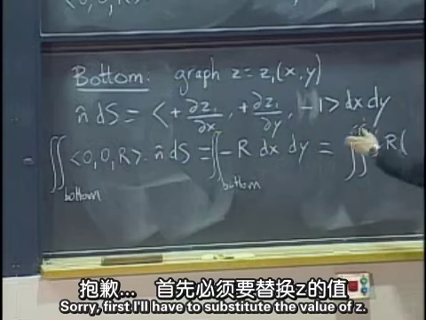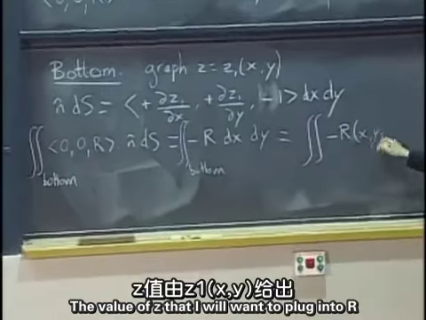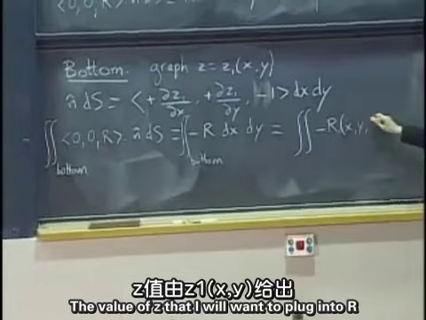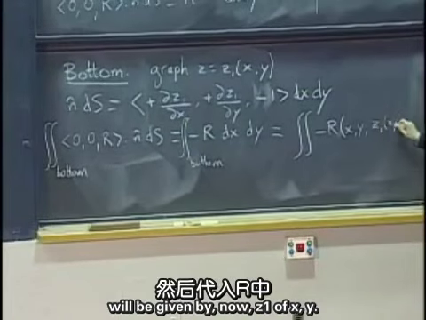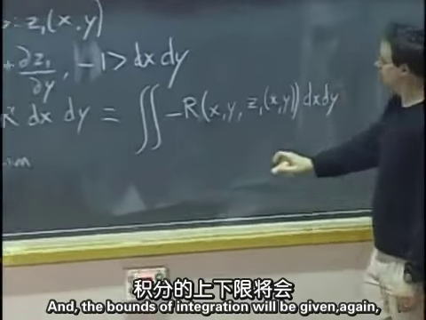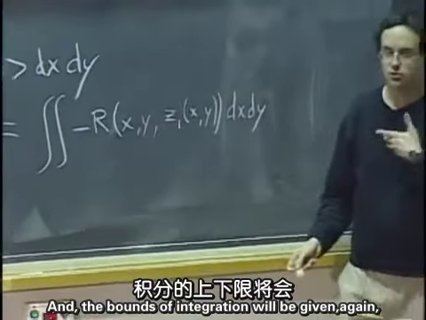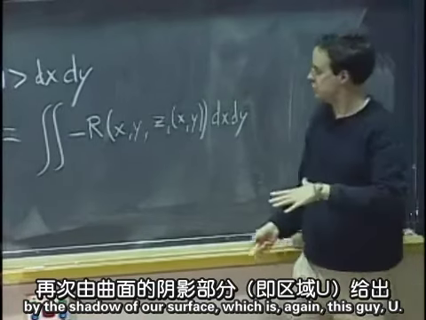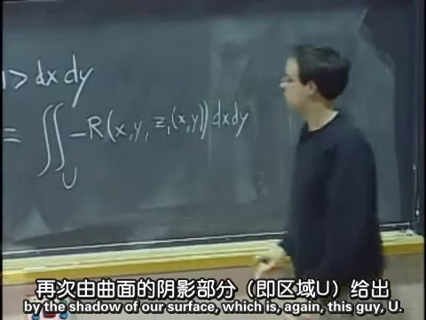Sorry, first I will have to substitute the value of z. The value of z that I will want to plug into r will be given by now z1 of x, y. And the bounds of integration will be given again by the shadow of our surface, which is again this guy, U.